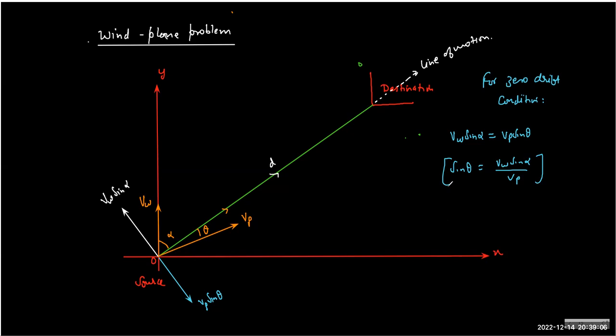Anyway, next point. How much time will it take to reach the destination? The time taken to reach the destination will be D upon VW cos alpha, which will also contribute, plus VP cos theta. Am I right? So T turns out to be how much? D upon?